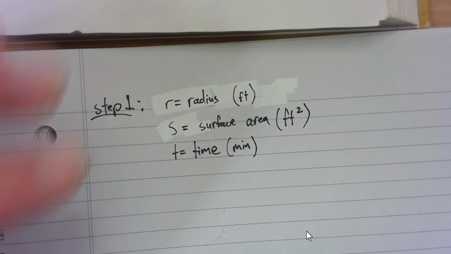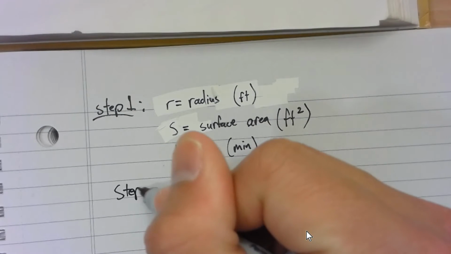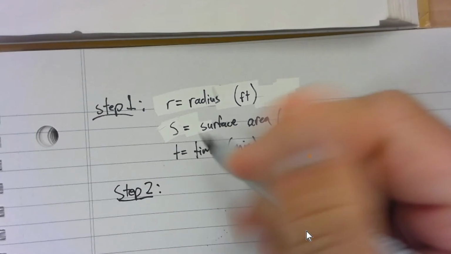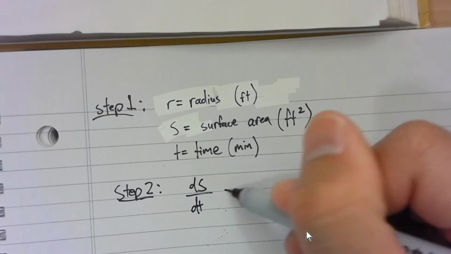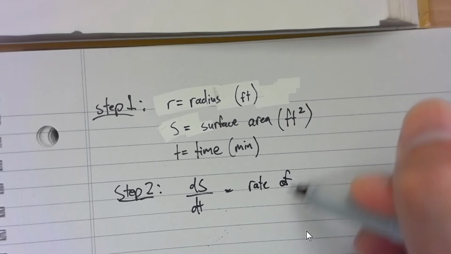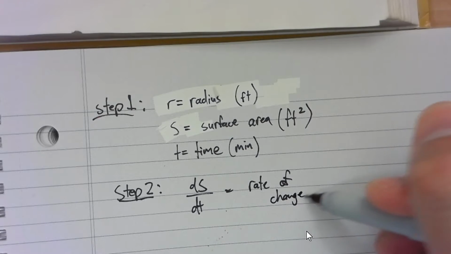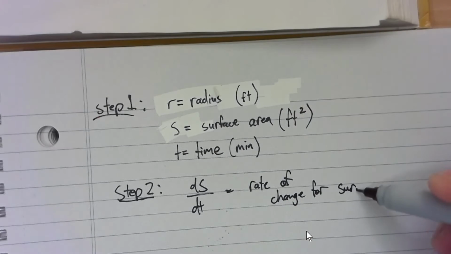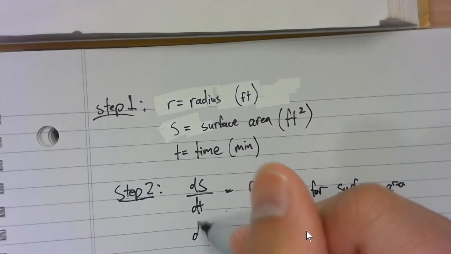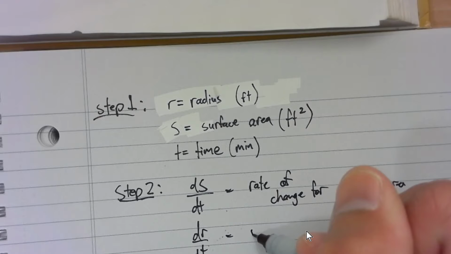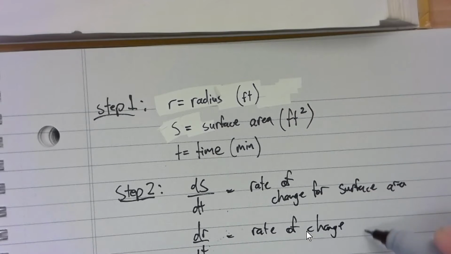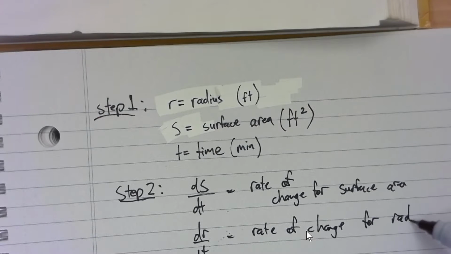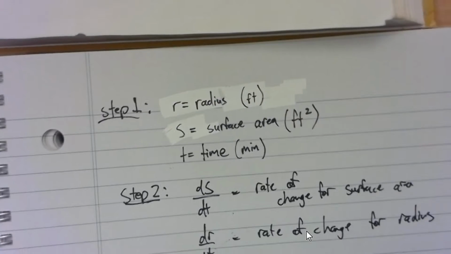Step 2 will be any rates of change to consider. We do want the rate of change for the surface area, ds over dt. dr over dt is the rate of change for the radius. And that'll be about it.